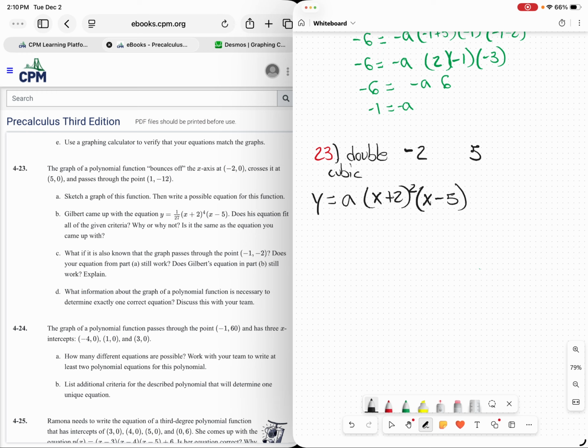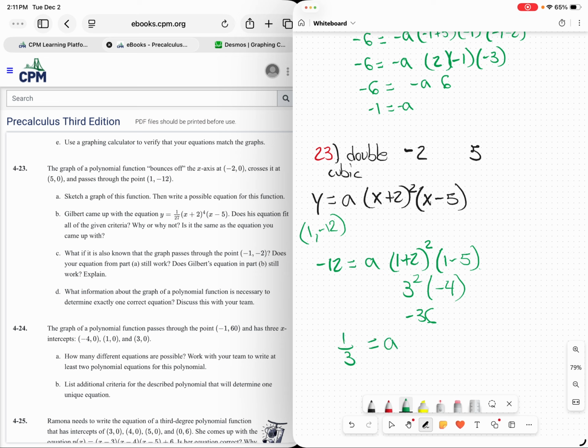So we need to solve for that a value. So our test point is (1, negative 12). So we do negative 12 equals a(1 plus 2) squared and (1 minus 5). Okay, so 3 squared and negative 4. That's negative 36. We divide that, and a is 1/3. So we get an a value here of 1/3. Okay, so we have our graph. We have our equation, right?